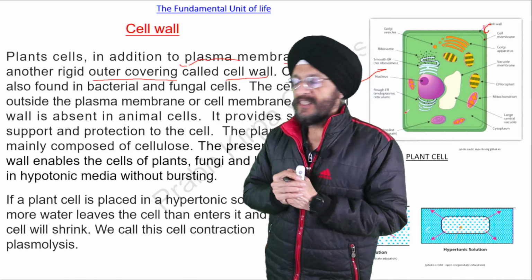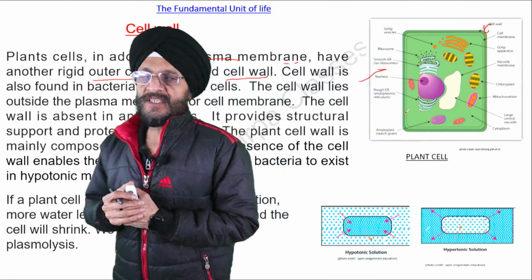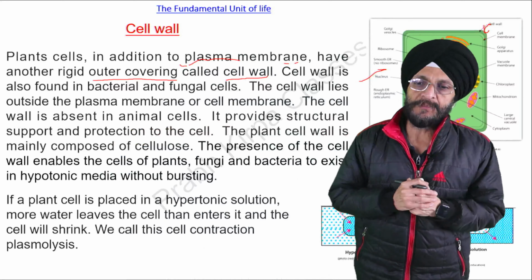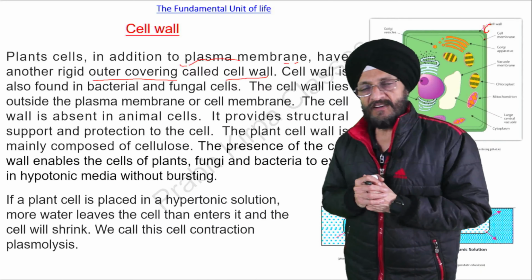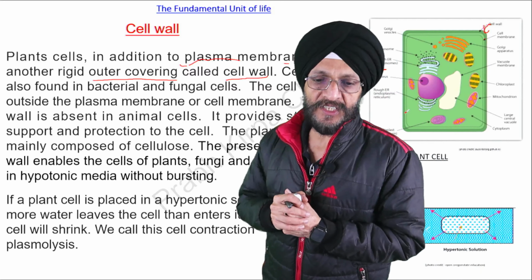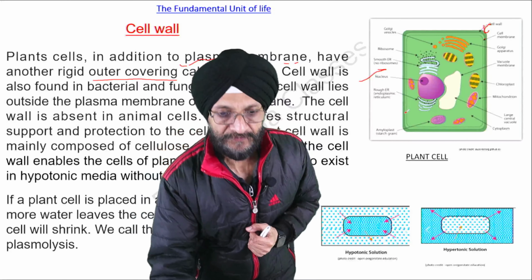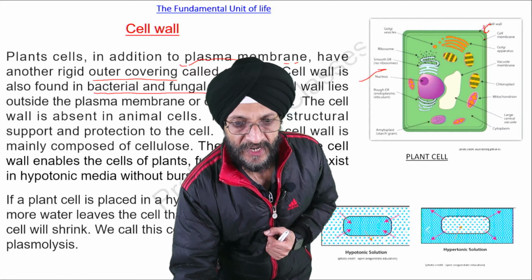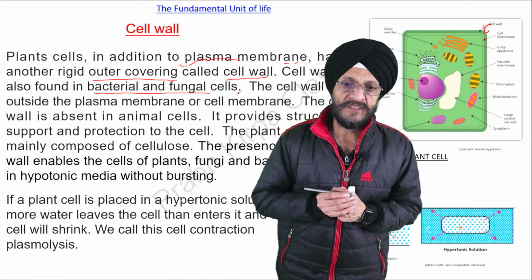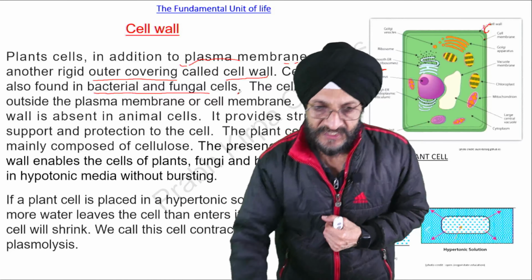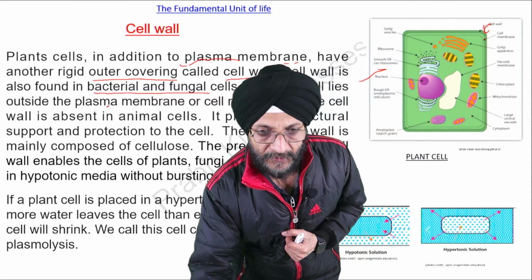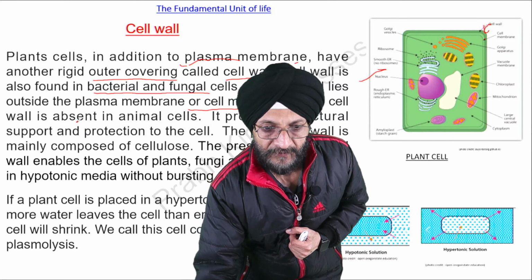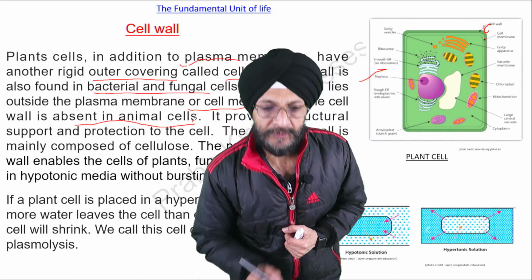Plasma membrane is found both in the case of plant cell as well as in the case of animal cell, whereas cell wall is found only in the case of plant cells. Cell wall is found in bacterial and fungal cells. The cell wall lies outside the plasma membrane or the cell membrane. The cell wall is absent in animal cells.